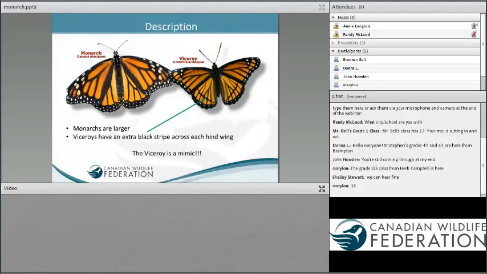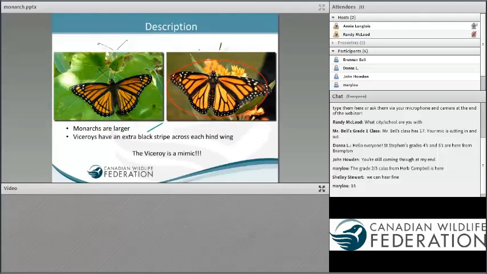So the viceroy is actually called a mimic. It imitates the monarch, and we'll see why in a bit. So from the photos we had initially, the one on the right was the monarch. As you see, the one on the left has this black stripe on its hind wings, and the monarch does not.